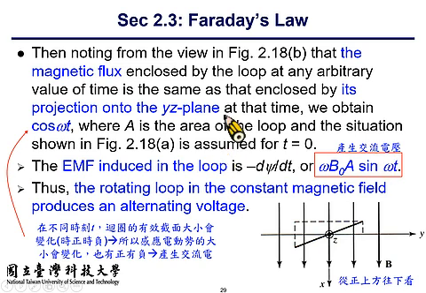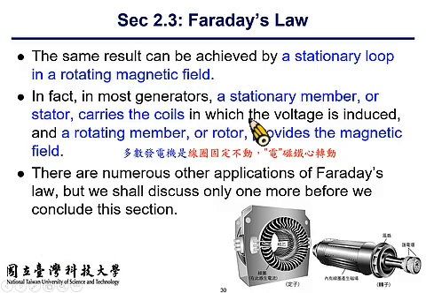Okay, and the voltage is proportional to the background magnetic field, to the size of the area, and the frequency of rotation. So to increase the voltage, you can try to increase either the frequency, the background magnetic field, or the area of the loop.